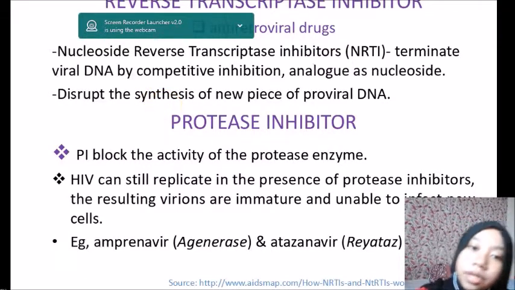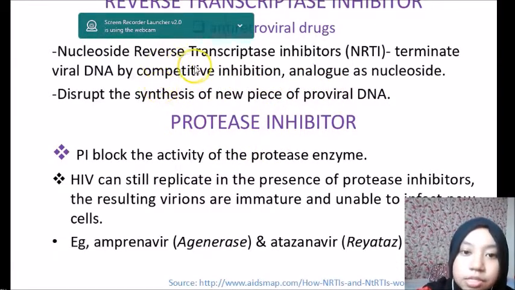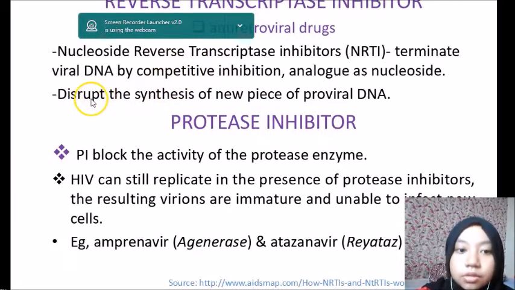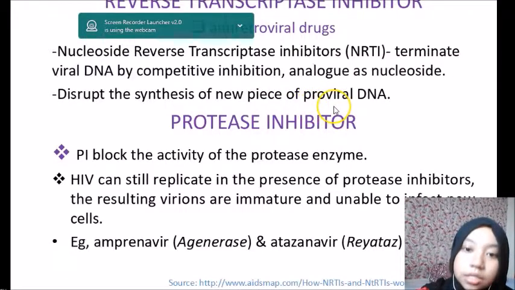This is the way that drug inhibitor will prevent the reverse transcription, and it also disrupts the synthesis of new pieces of proviral DNA.